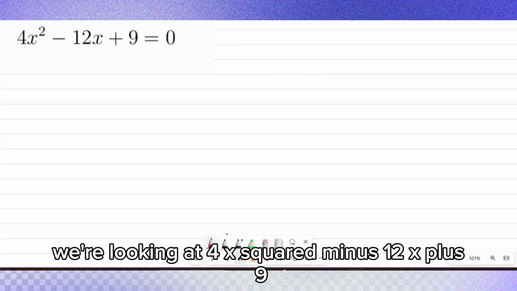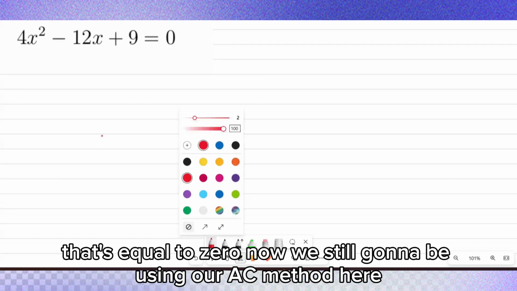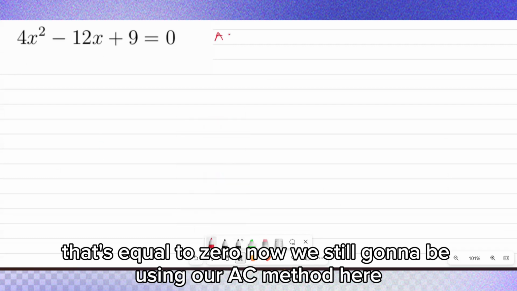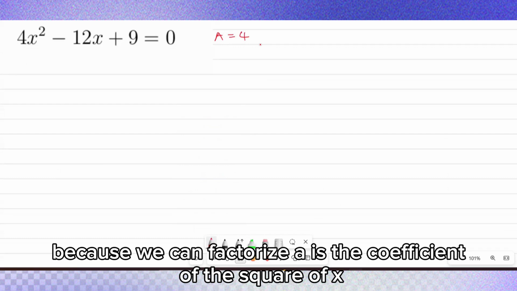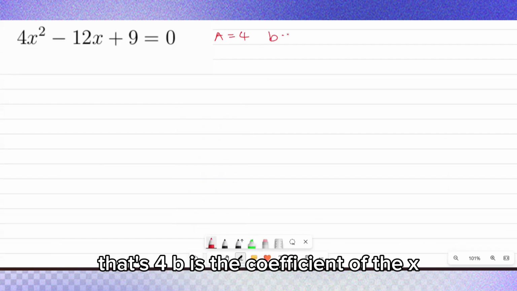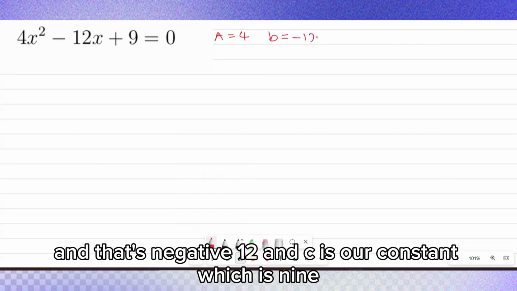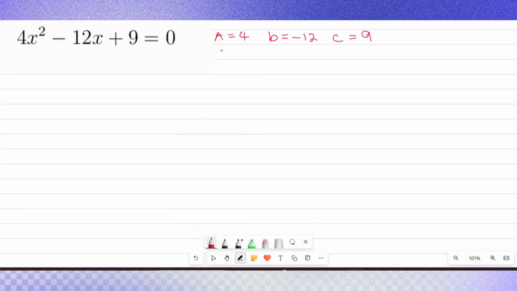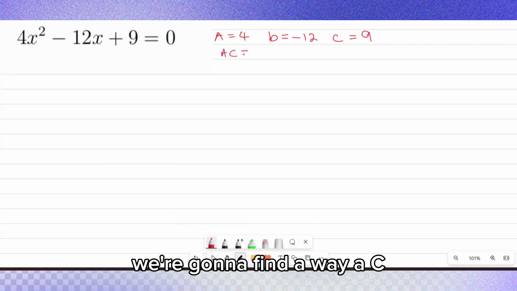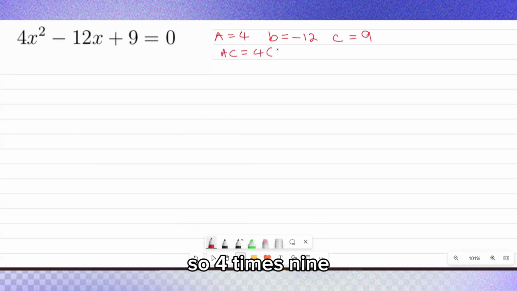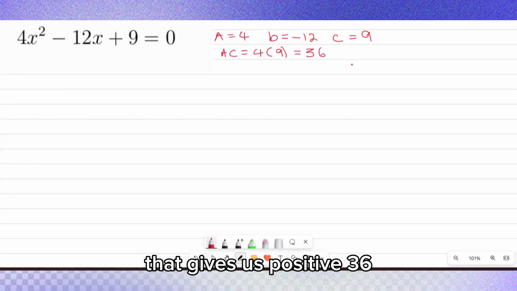So in this second problem, we're looking at 4x squared minus 12x plus 9, and that's equal to 0. Now, we're still going to be using our AC method here because we can factorize. A is the coefficient of the square of x, that's 4. B is the coefficient of the x, and that's negative 12. And C is our constant, which is 9. We're going to find our AC. So 4 times 9, that gives us positive 36.